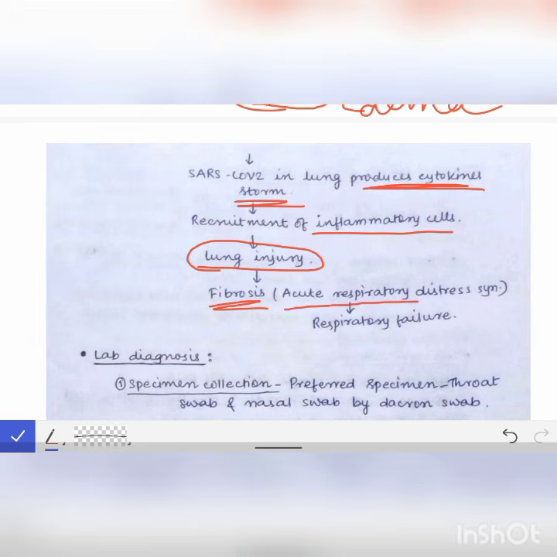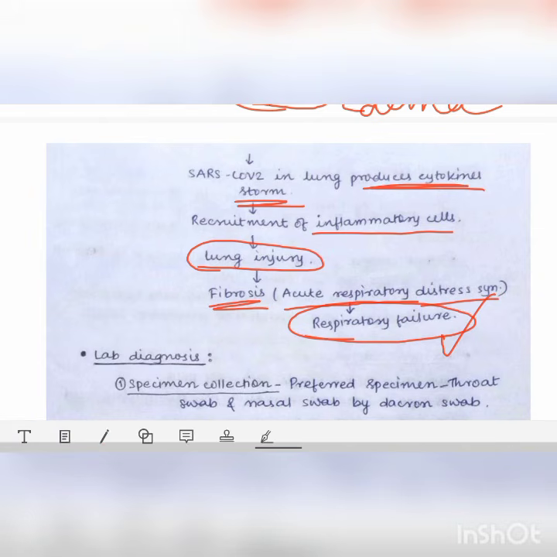That leads to acute respiratory distress syndrome, and finally, when the diffusion of O2 is reduced to a very large extent, that leads to respiratory failure.